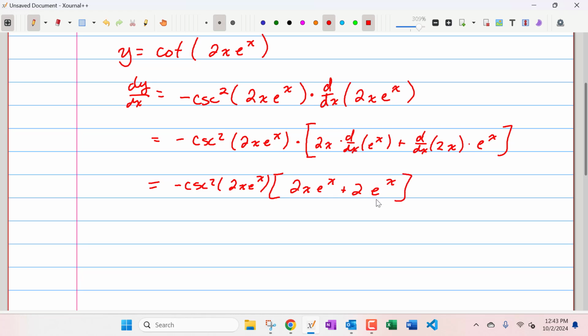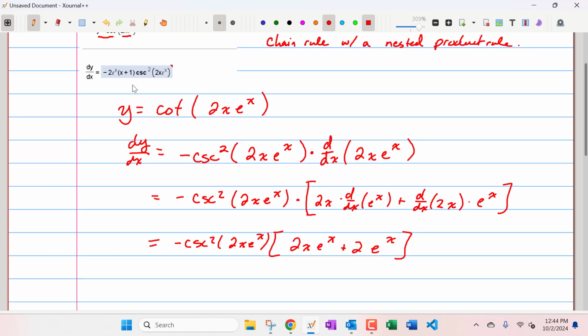So the question that I was given was about specifically simplifying this. And it looks like we can factor out from this expression here. We could factor out a 2, and we could factor out an e to the x. If we do that, we get minus cosecant squared 2x e to the x times 2 e to the x times the x plus 1. Careful, that plus 1 is what remains after I divide out a 2 and an e to the x factor from each of these two terms.